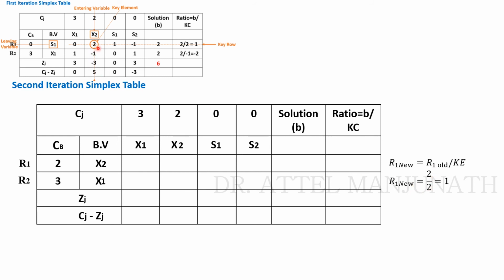So here the key element is 2 as well, and the R1 old value is 2, so you get 1 for the x2 coefficient. Similarly for x1, the old value is 0 and the key element is 2, so 0 by 2 you will get 0 here. Similarly for s1, the old element is 1 and the key element is 2, so 1 by 2, and for s2 it is minus 1 by 2. And now calculating for the solution, the value is 2 here, and if you divide 2 by the key element 2, you will get 1 as the solution value.